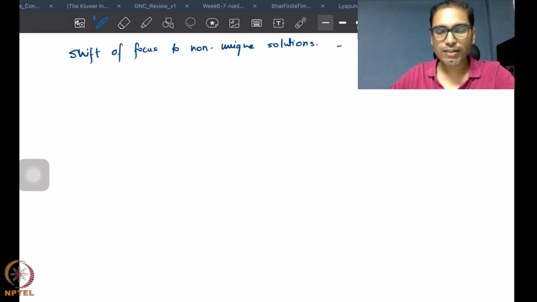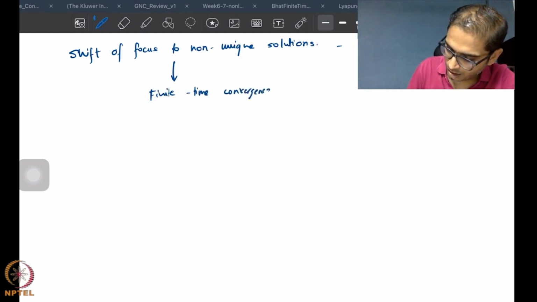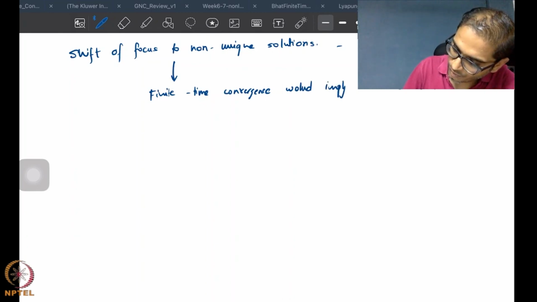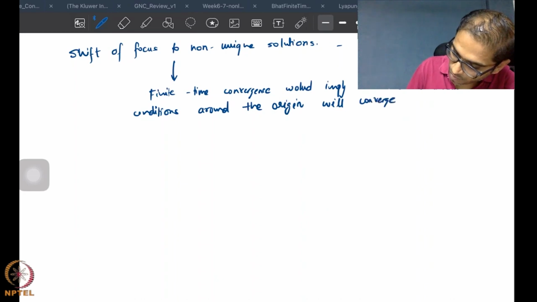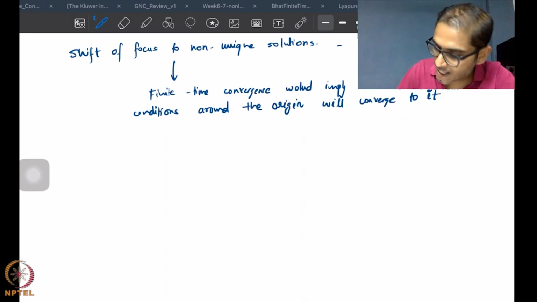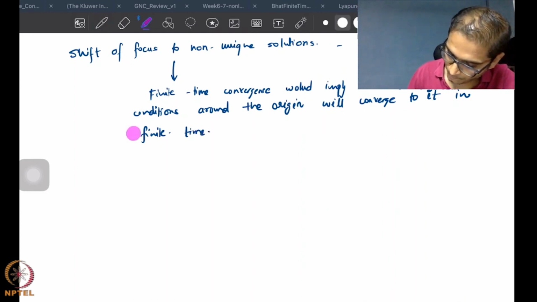Now, as you can imagine, finite time convergence would also have a similar claim: not just from one point, but from a set of points around the origin, you will converge to the origin. So finite time convergence would imply that a set of initial conditions around the origin will converge to it. The important thing is, in finite time. This is the important thing.